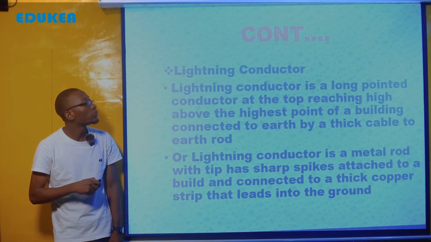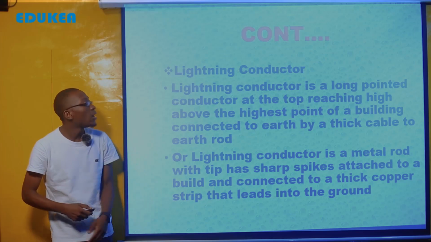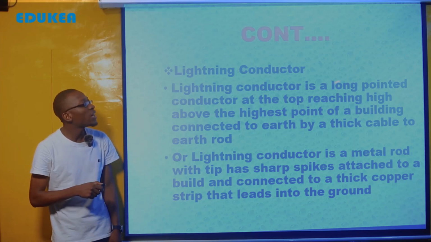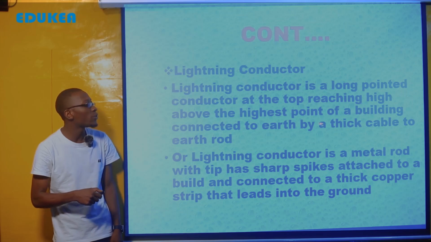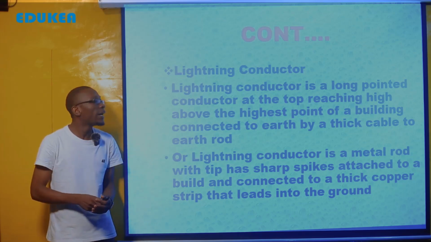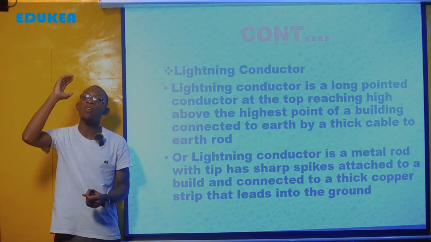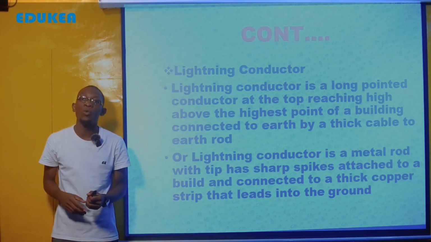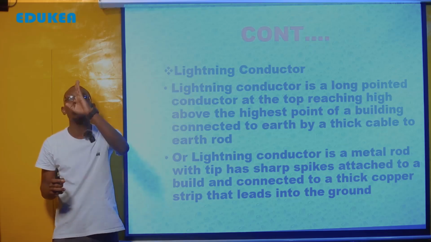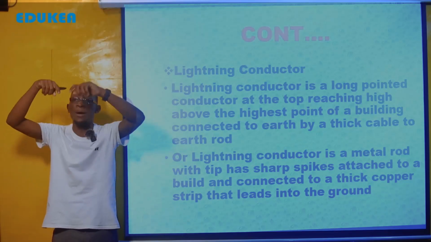Lightning conductor. A lightning conductor is a long pointed conductor at the top reaching high above the highest point on the building, connected to the earth by a thick cable to earth's load. Tunapozungumzia lightning conductor, tunasema hii ni conductor ambayo ni ndefu zaidi, inawekwa kwenye majengo kwa ajili ya kuprevent radi. Kwa hiyo ukienda kwenye magorofa unakuta kuna sehemu kuna conductor kwa juu pale, kama kuna kawaya fulani hivi kamepanda juu, ambapo ule waya unakuwa umeconnectiwa na cables mbalimbali kwenda chini.